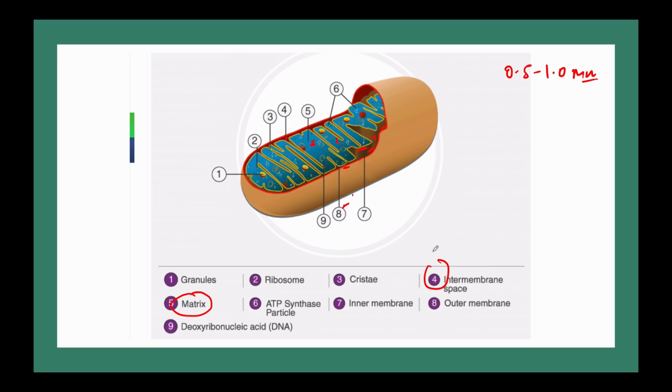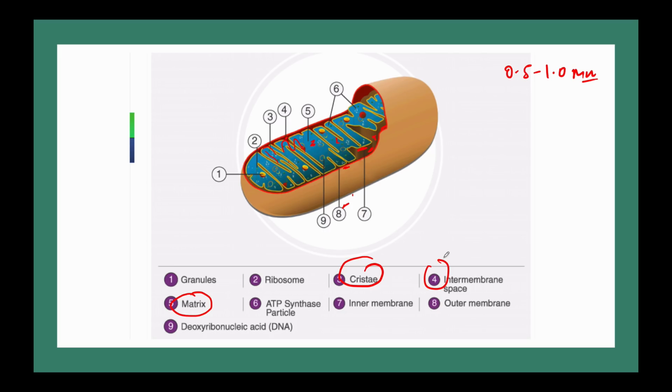The outer membrane covers the surface of the mitochondria and has a large number of special proteins known as porins, and it is freely permeable to ions, nutrient molecules, and energy molecules like ADP and ATP. Now coming to this part, number 3 that you are seeing, these are known as cristae. So this inner membrane of mitochondria is very complex in structure.